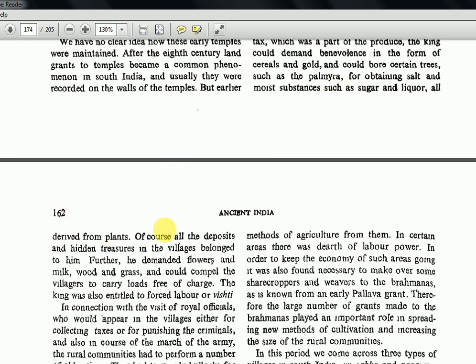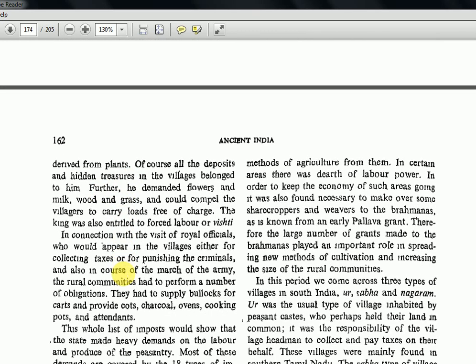Of course, all the deposits and hidden treasures in the villages belong to him. Further, he demanded flowers and milk, wood and grass, and could compel the villagers to carry loads free of charge. The king was entitled to forced labor, or vishti. By this time you should have learnt this forced labor, vishti. Else I can assume that you are not even listening to my lectures, because at least five to six chapters have mentioned this term.